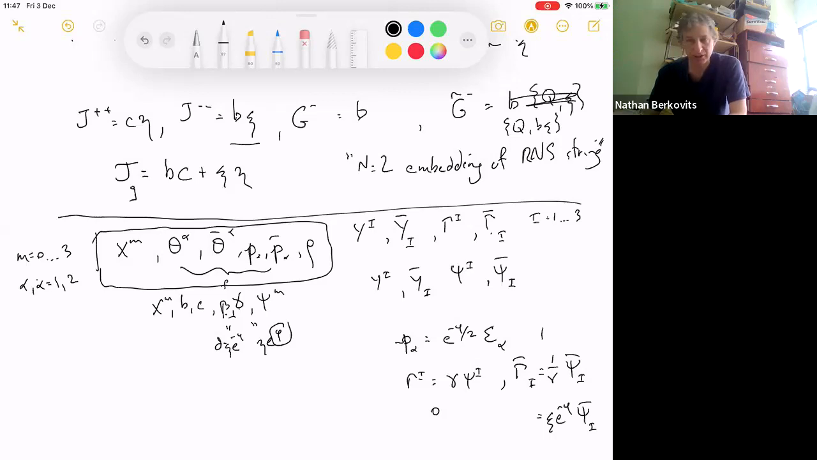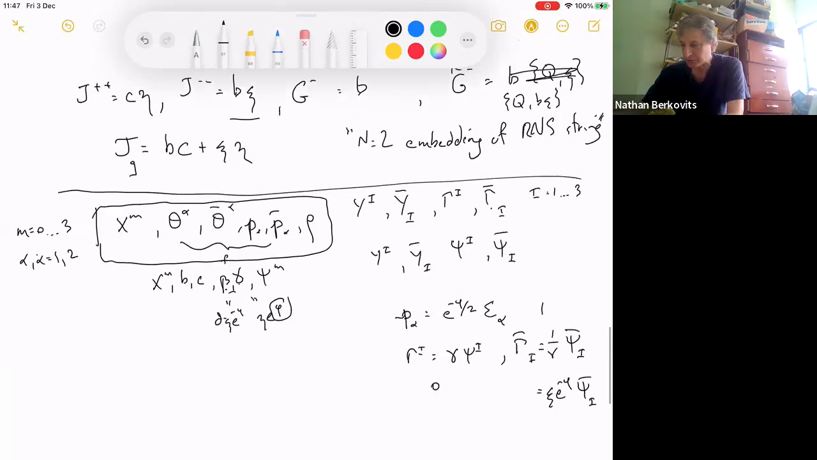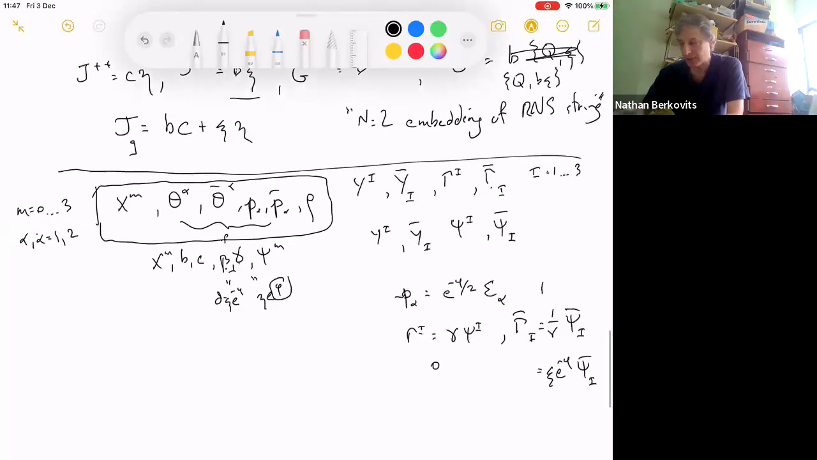So it's like Green-Schwarz-like. Of course it's not Green-Schwarz because we're in 4 dimensions and we have this extra stuff, but it certainly is similar to Green-Schwarz. And you can show that in light-cone gauge, this reduces to light-cone Green-Schwarz.